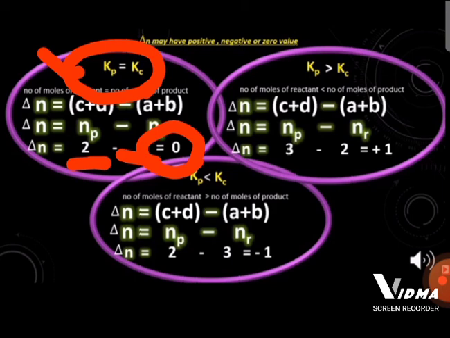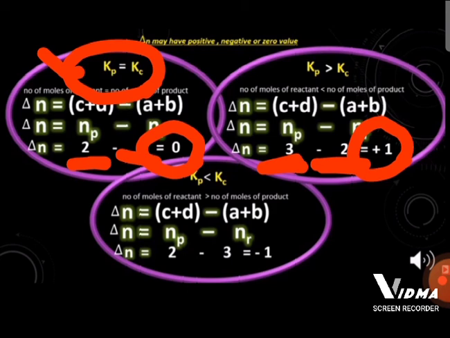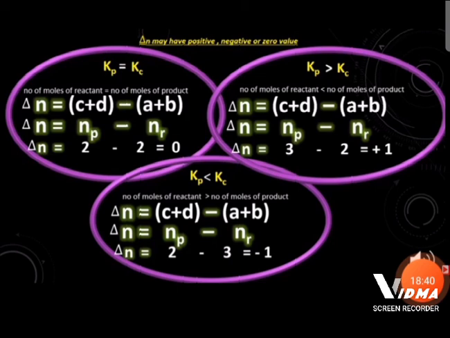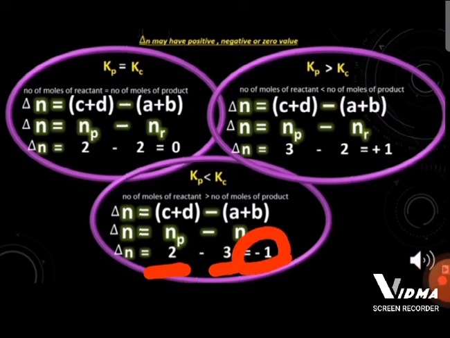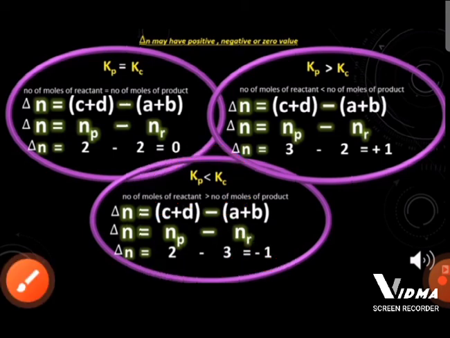If the number of moles of product is more than the number of moles of reactant, then delta n is +1. Then according to the previous expression, Kp is greater than Kc. Very important. You must remember, in entrance exams they are going to ask this type of question. And if the number of moles of reactant is more than the number of moles of product, then delta n is -1. Then in that case Kc is greater than Kp. This relation you should remember.